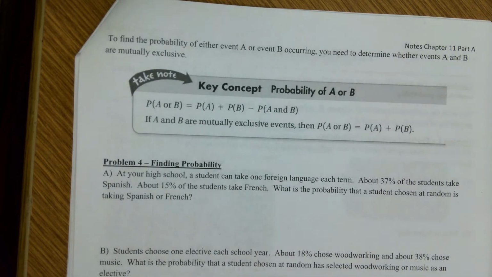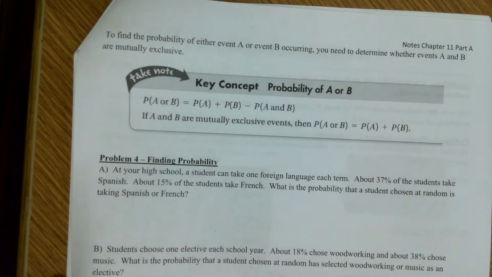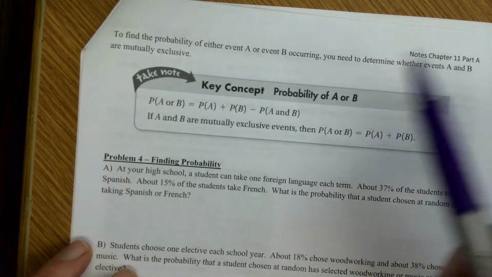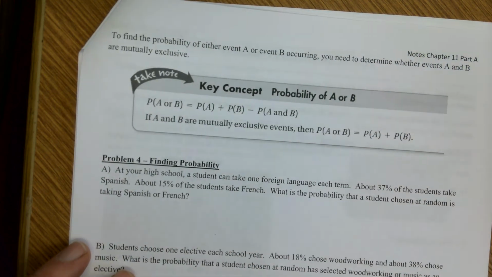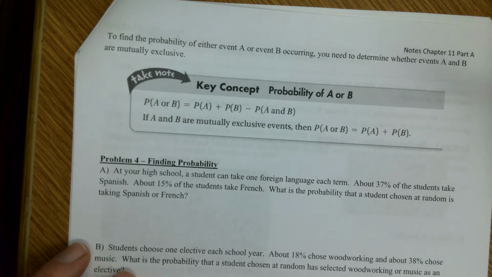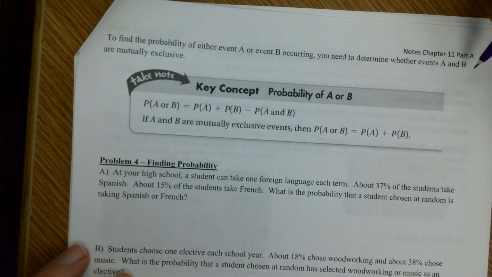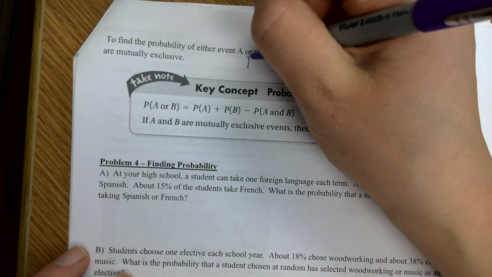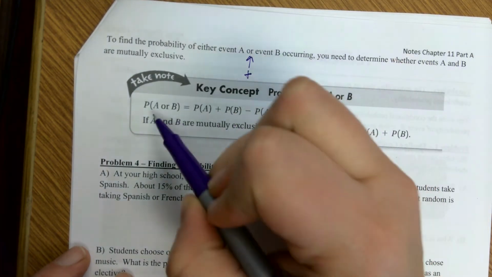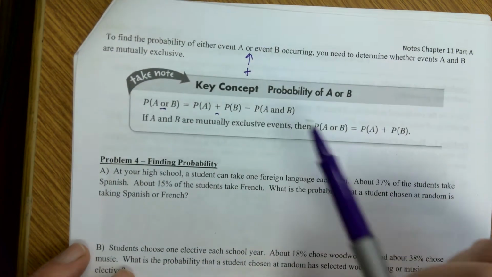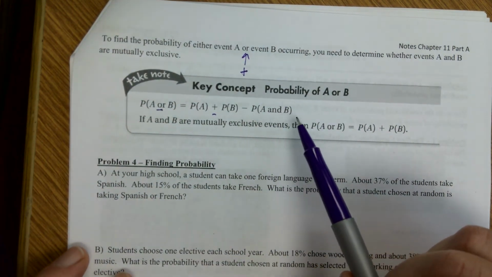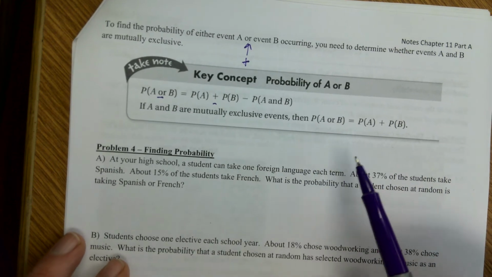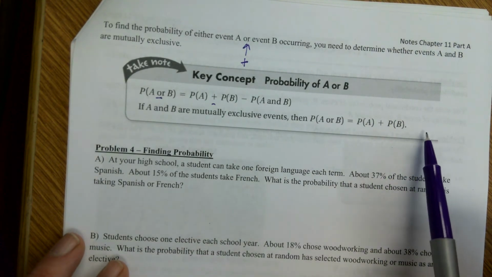Our last little bit from this section is if we have one event or another event occurring. So whether the events are both happening at the same time or are mutually exclusive. When you have an "or," you're going to be adding, or you should be adding. However, you might have to take away wherever they overlap, okay? If they're mutually exclusive, if they have nothing in common, then there's nothing that you have to subtract.